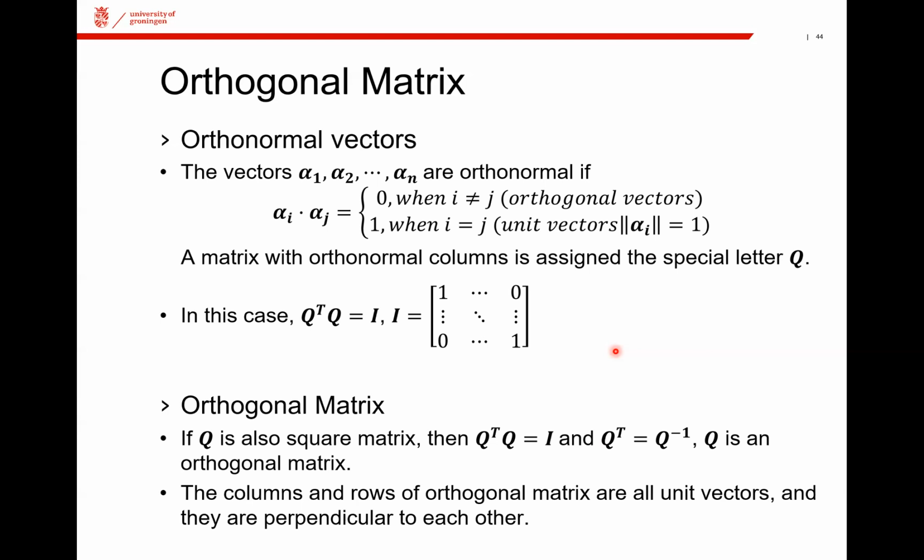The columns and rows of an orthogonal matrix are all unit vectors, and they are perpendicular to each other. So basically, the length of every row or every column is 1, and they are perpendicular to each other. So the vectors of every row or every column, the list of these vectors, are orthonormal.